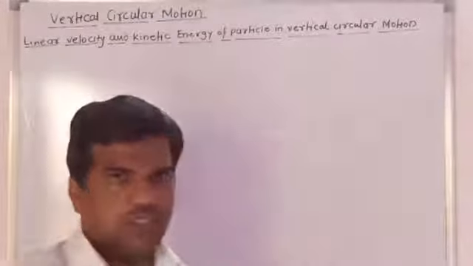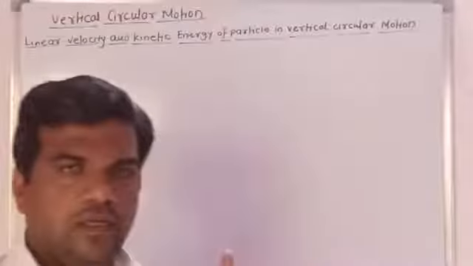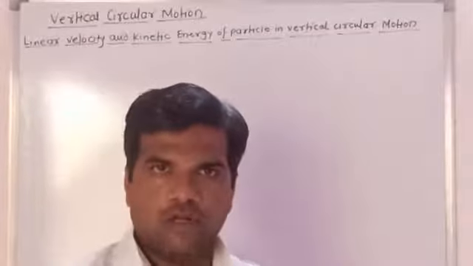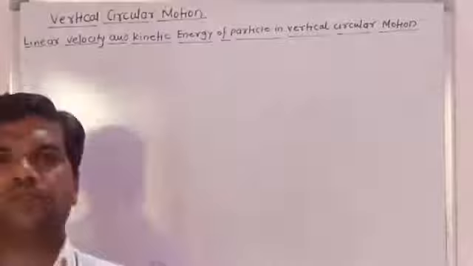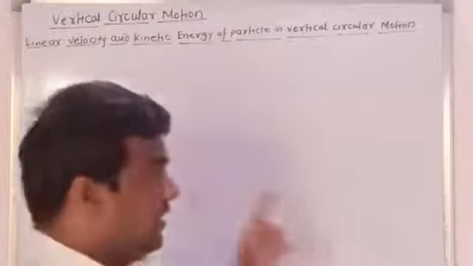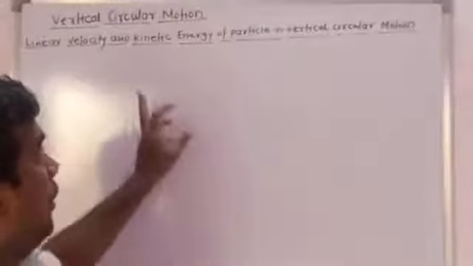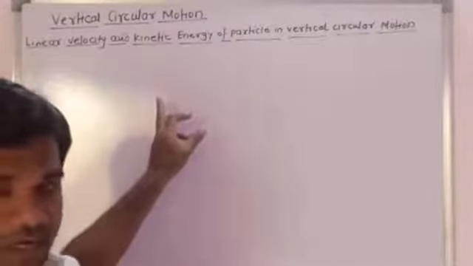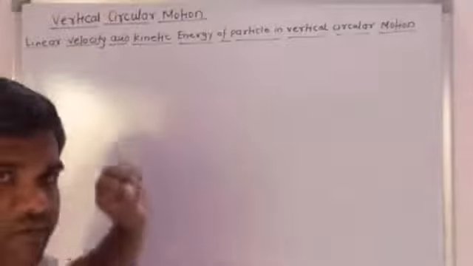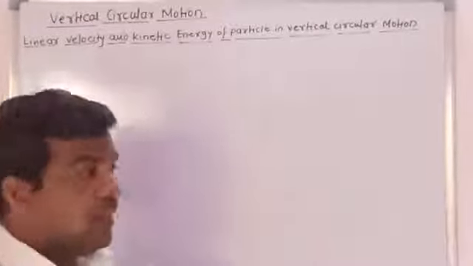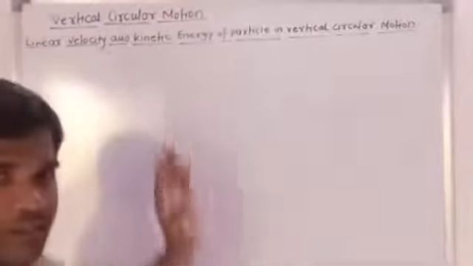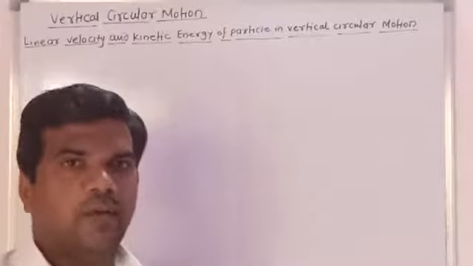Vertical circular motions are of two types: one, vertical circular motion which is controlled by gravity, and second, vertical circular motion which is not controlled by gravity. An example of the vertical circular motion which is not controlled by gravity is the giant wheel. Here we see the vertical circular motion controlled by gravity.